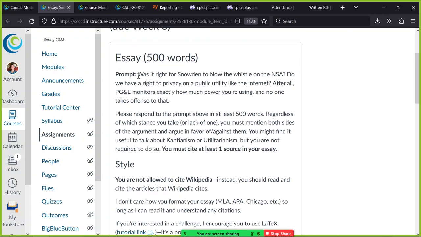Here's your prompt. Was it right for Snowden to blow the whistle on the NSA? Should he have done that? And so answer that, as well as answer, do we have a right to privacy on the internet? Because the internet is a public utility, just like our power lines, just like our phone lines. PG&E is monitoring how much power we're using, and nobody says that that's a bad thing. Why is the internet different? Tell me why, if you think so. And so respond to that prompt in 500 words.